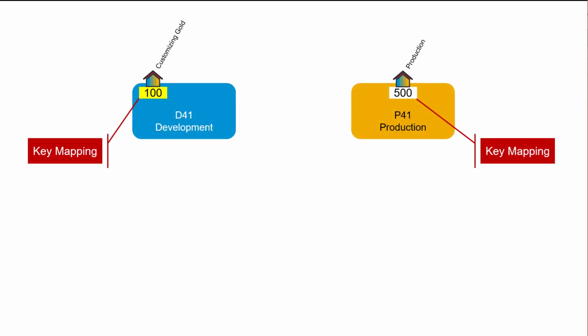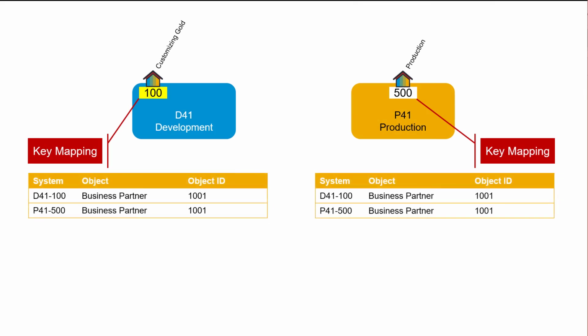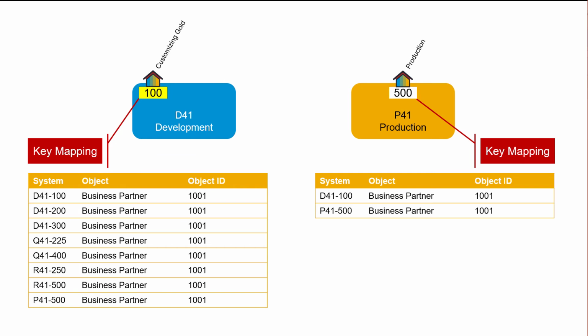Each business system includes key mappings for the business system that it communicates with. For example, when D41-100 sends to P41-500, then we expect key mappings for each business system to exist in each business system. In this example, the production system only ever receives from the development customizing system. It only has key mapping entries for those two business systems. On the other hand, the development customizing gold client is the source for all other business systems in the landscape. Therefore, the development customizing gold client will include key mapping entries for all target business systems.